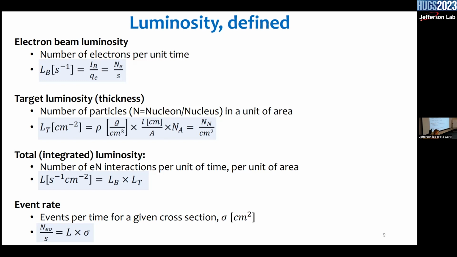You can compare that to HERA that we talked about this morning, which was 10 to the 32. Right, yeah. There you go. And then you can calculate an event rate. If somebody asks you to figure out what your background rate is going to be, or what your desired event rate is for a certain type of reaction, you would scale this by your luminosity and your cross-section probability.